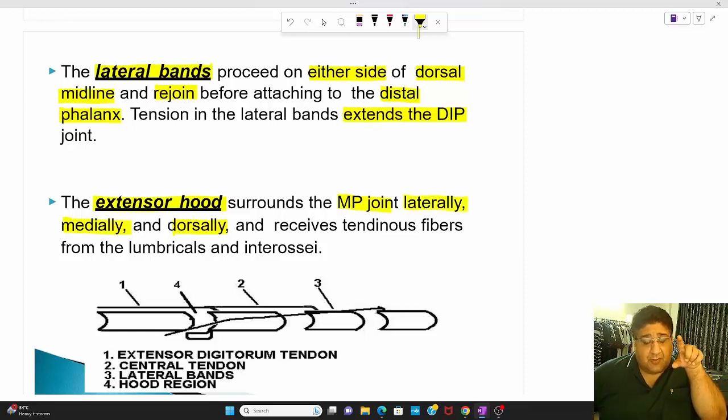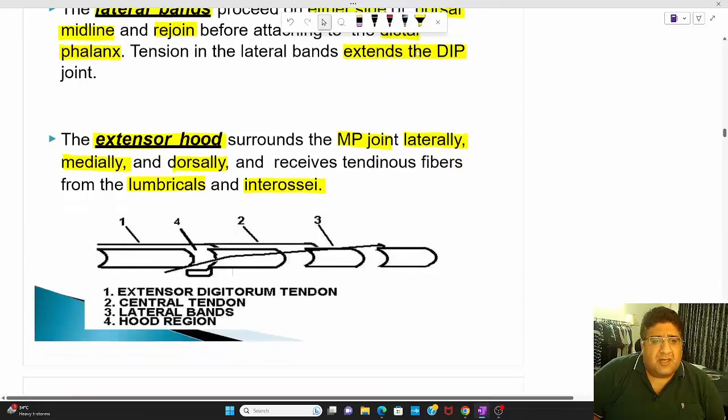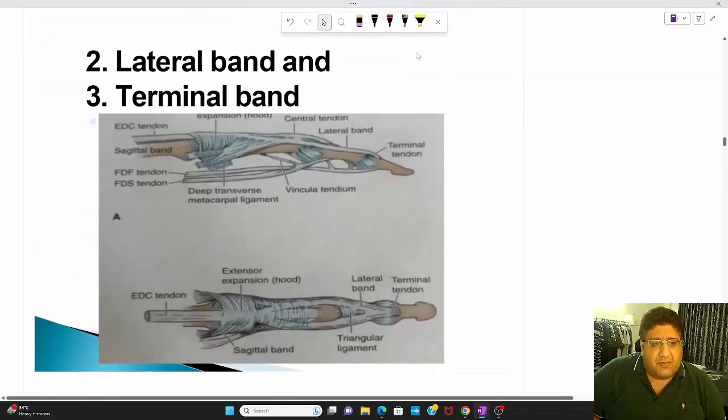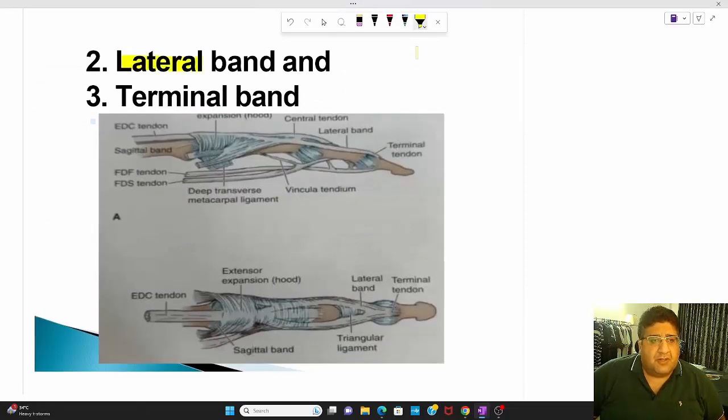But you have to understand why the extensor hood is important, because it receives fibers from the lumbrical and interossea. We are going to talk about something really very important here. So the hood is surrounding the MP joint, dorsal, medial, lateral, and it is going to receive the fibers from the lumbrical and interossea. Some of you might be wondering where do these lumbrical and interossea come from? They are very important, but we'll talk about that after we talk about the lateral band and the terminal band.